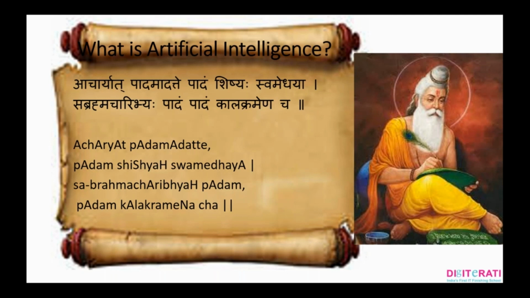The success of artificial intelligence is that we make the machine learn. We tweak the way the machine learns. We give a large volume of data to learn. And the last 25% is kala kramena cha. It can be achieved only over a period of time.